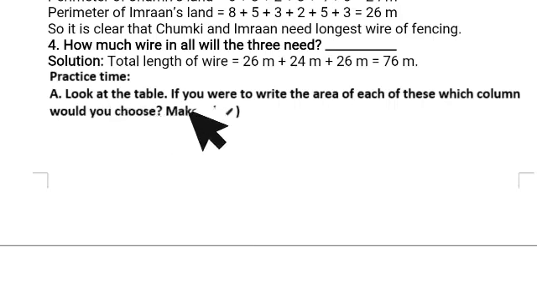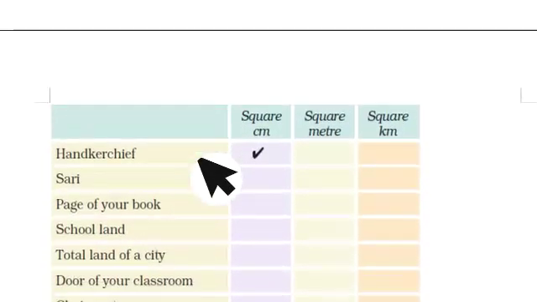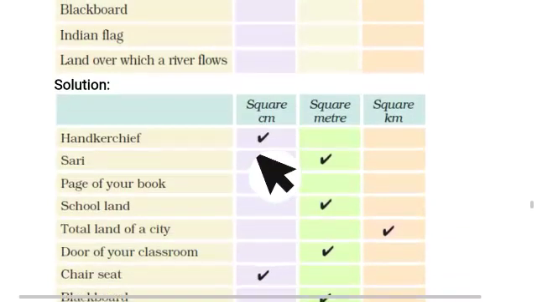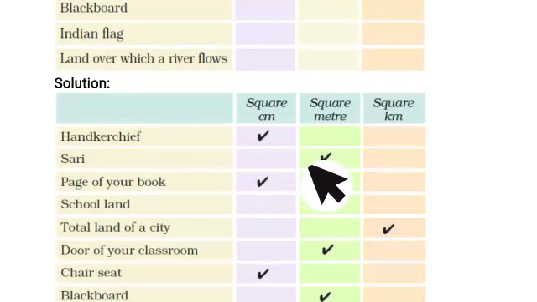Look at the table. If you were to write the area of each of these, which column would you choose? For example, a handkerchief will be in square centimeter, square meter, or square kilometer? Obviously, a handkerchief will be in square centimeter. In such a way, a sari is always in square meter. A page of our book is in square centimeter.